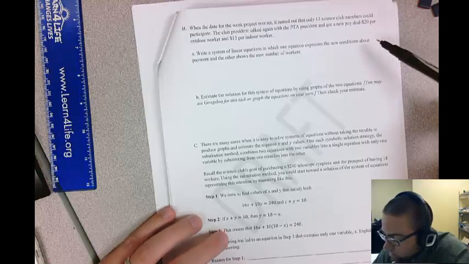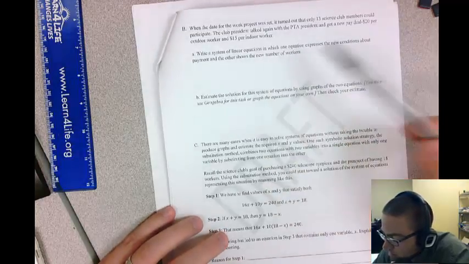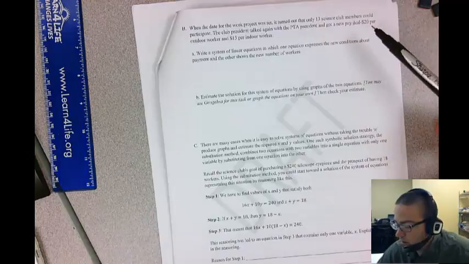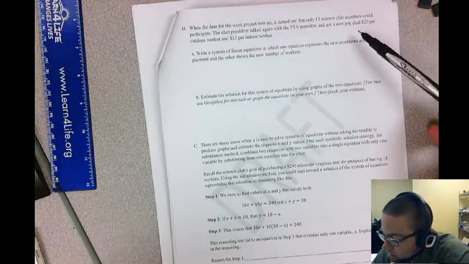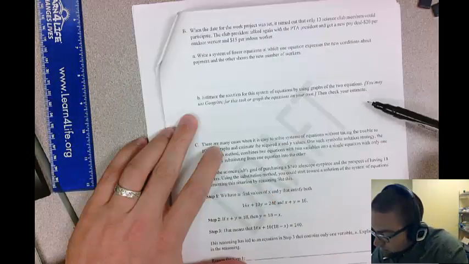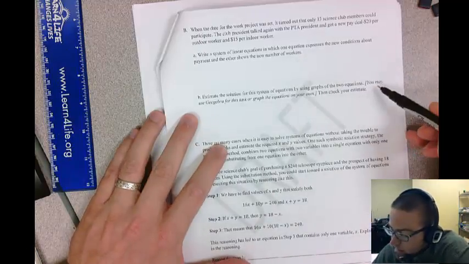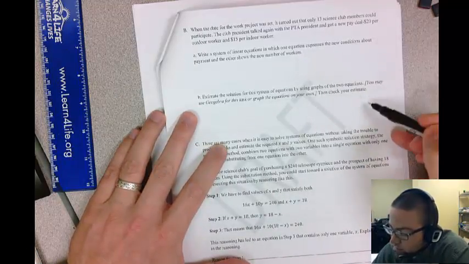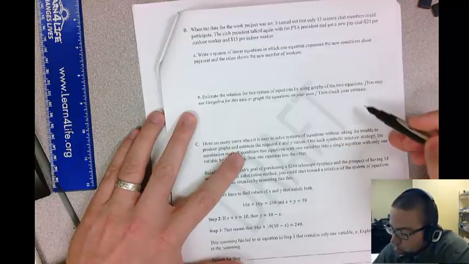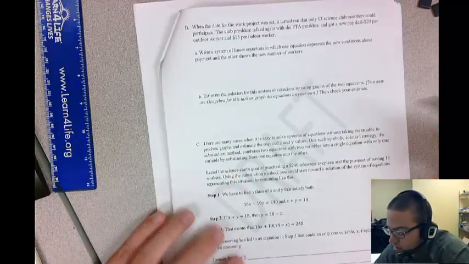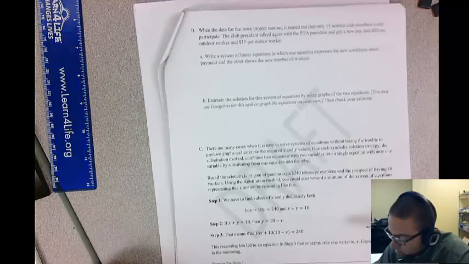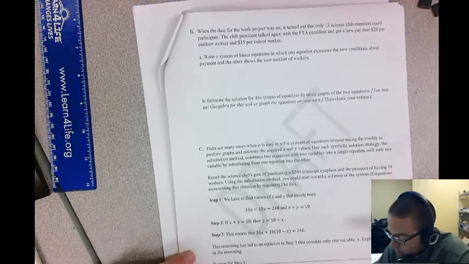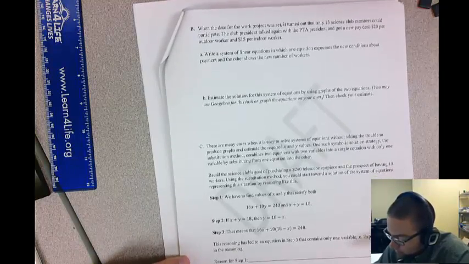So now you need to write up a system of linear equations that represents this system here. And again, you can jump back over into GeoGebra and graph those two equations and see where the intersection point is and check your estimate. So that's basically solving by graphing.